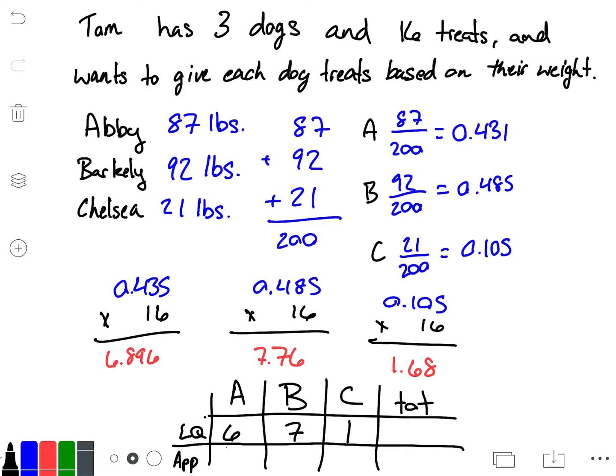Then we'll once again just add up our total lower quota. So 6 plus 7, 13, plus 1 will give us 14. We had planned on originally giving out 16 treats, so that means that there's 2 left to give. So we'll go with the 2 highest decimals. So once again, we're ignoring the front number, and we're just going to look at the decimal. So the largest decimals here are, of course, Abby's and Barkley's. So each one of them will get an extra treat. So Abby will now be at 7 for her final apportionment. Barkley will be at 8. And Chelsea will stay at 1. And this will give us our grand total of 16.